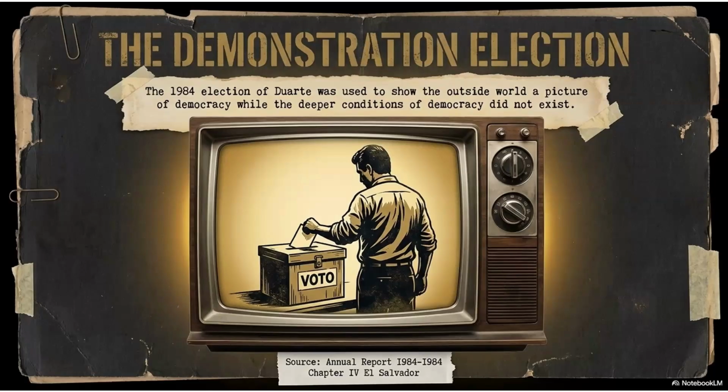But chapter 3 asks us to look behind the demonstration. Who could safely run? Who could organize? Who controlled the army? Who had already been killed? Who was excluded by violence? A demonstration election works by making the ritual of voting stand in for the substance of democracy. That is exactly what Chomsky argued happened in El Salvador.